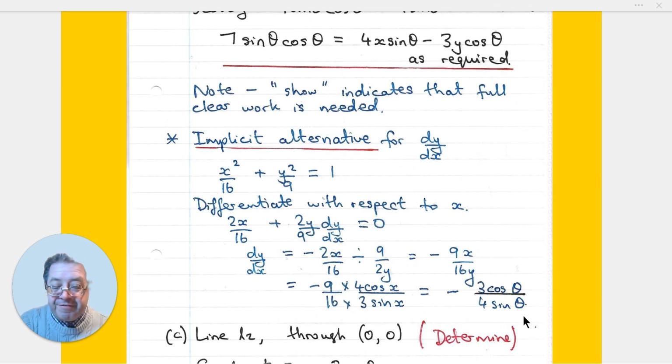That method is perfectly valid. It seems to me that given that we want the answer in terms of theta, the parameter, parametric differentiation is the more obvious thing to use.